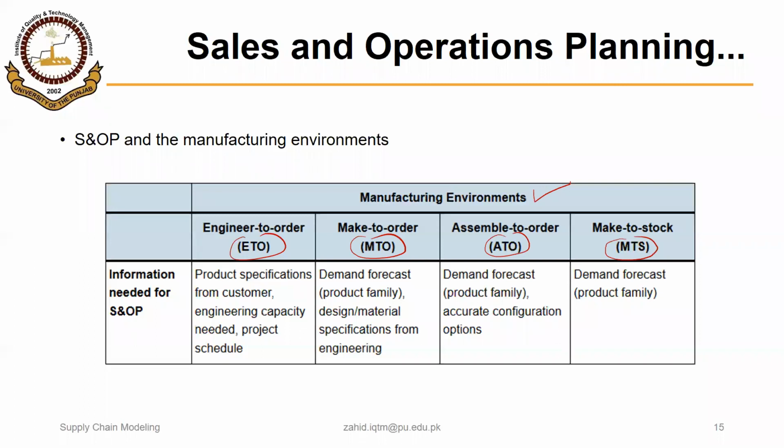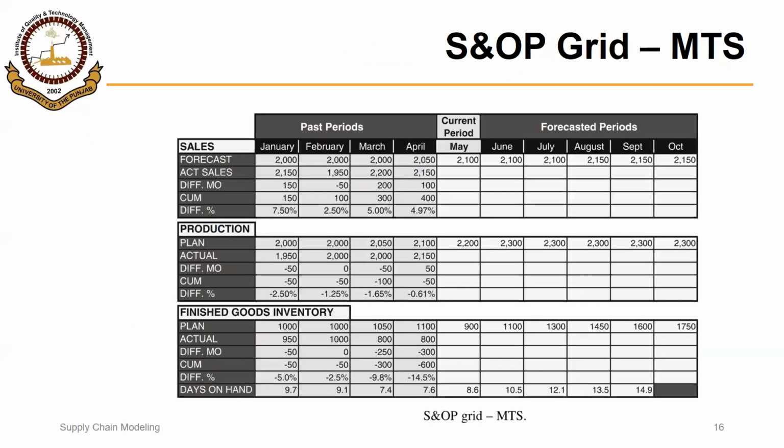In this lecture, we will focus on developing production plan for two of these manufacturing environments, that is make to order and make to stock. First, we will see the S&OP grid, sales and operation planning grid for these two manufacturing environments and see what information it contains. And in the subsequent sessions, we will go into details of the calculations that are involved in making these grids. So in this specific session, we will focus on the S&OP grid for make to stock manufacturing environment. In the next session, we will see the S&OP grid for make to order manufacturing environment. And then in subsequent sessions, we will see how some of these calculations are made to complete these grids.